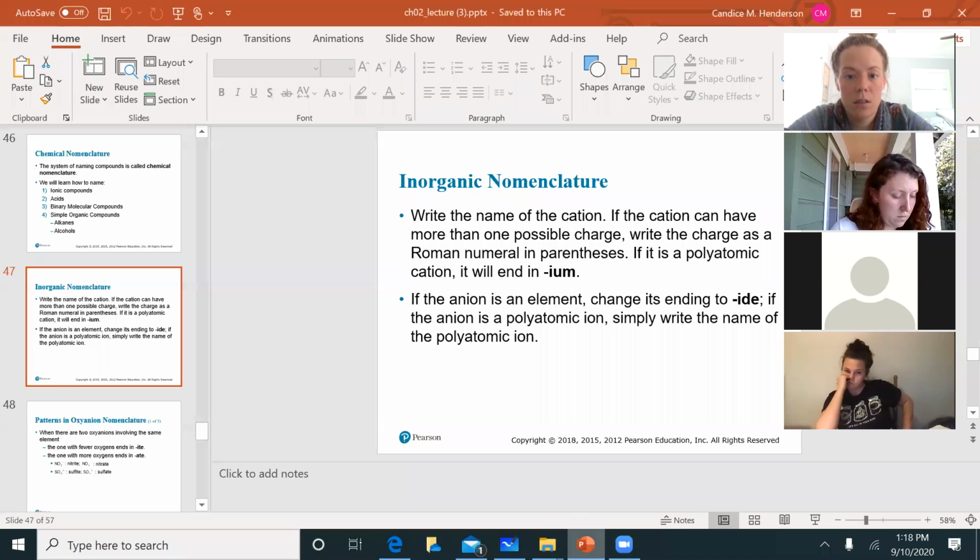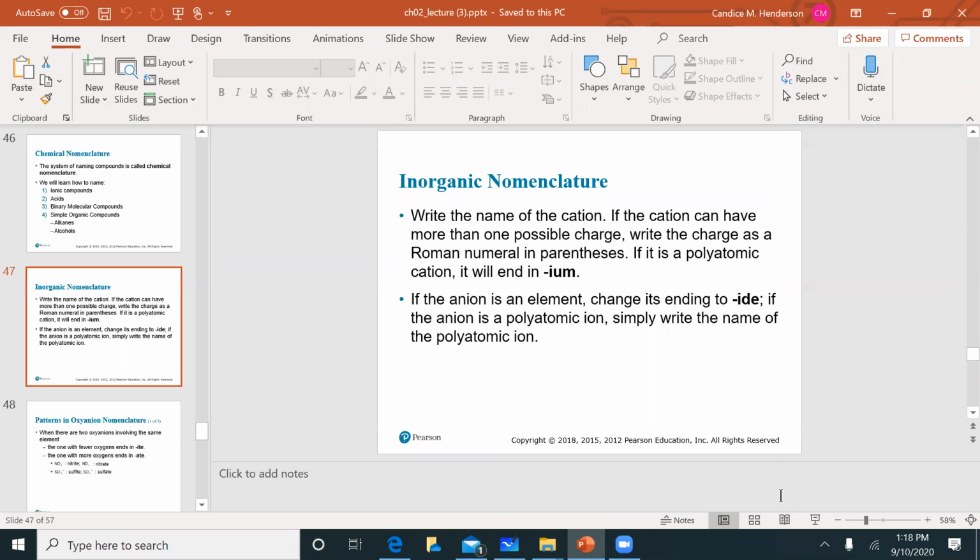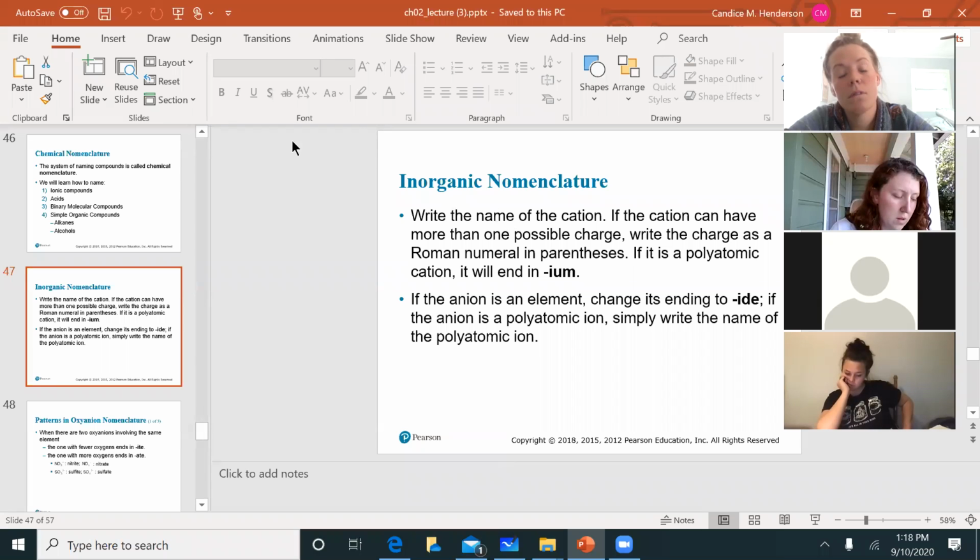Great. So, yep. Would we ever see these types of formulas with like any of the metalloids?